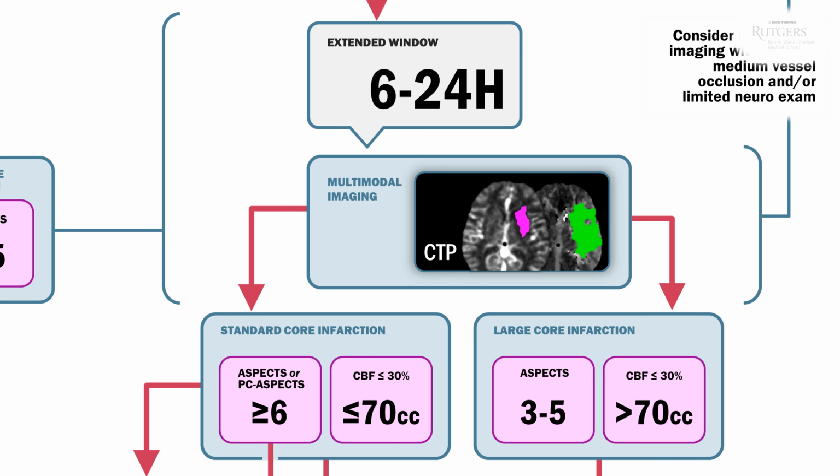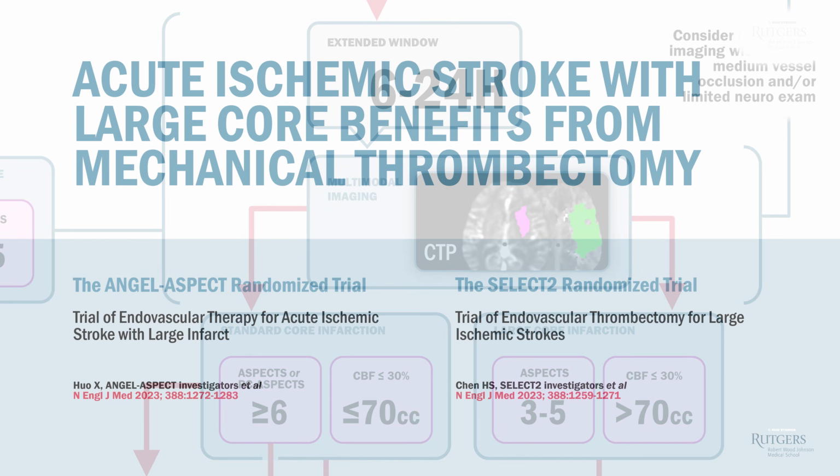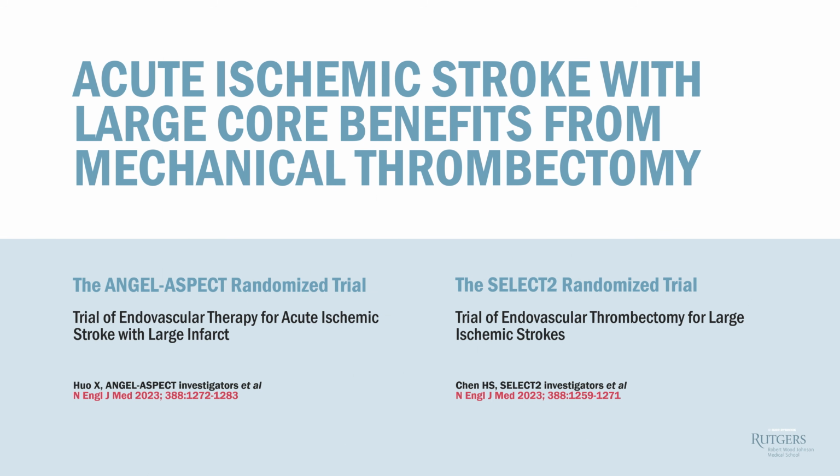Large core infarction typically has ASPECTS of 3 to 5, and core infarction that's more than 70 cc's as measured by CT perfusion. This group is not eligible for intravenous thrombolysis, but may be eligible for thrombectomy, as we found out from the ANGEL-ASPECT and SELECT2 trials earlier in 2023.